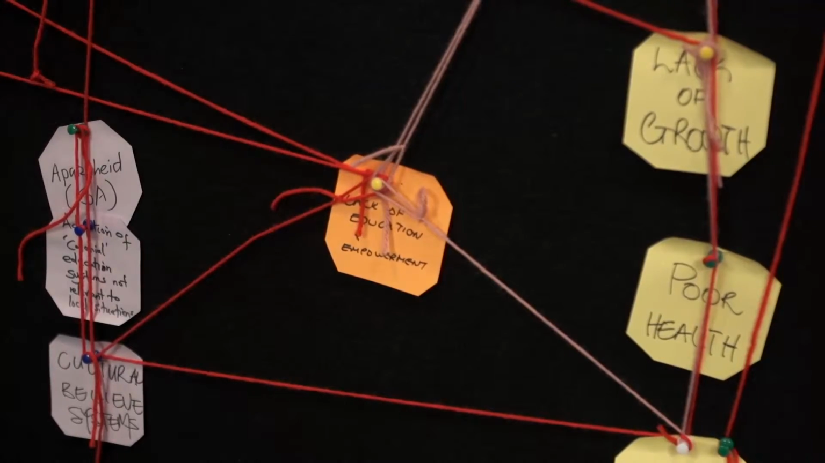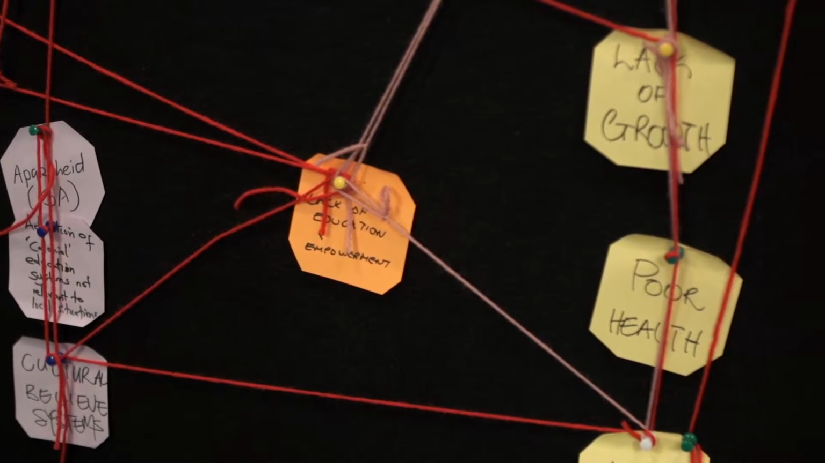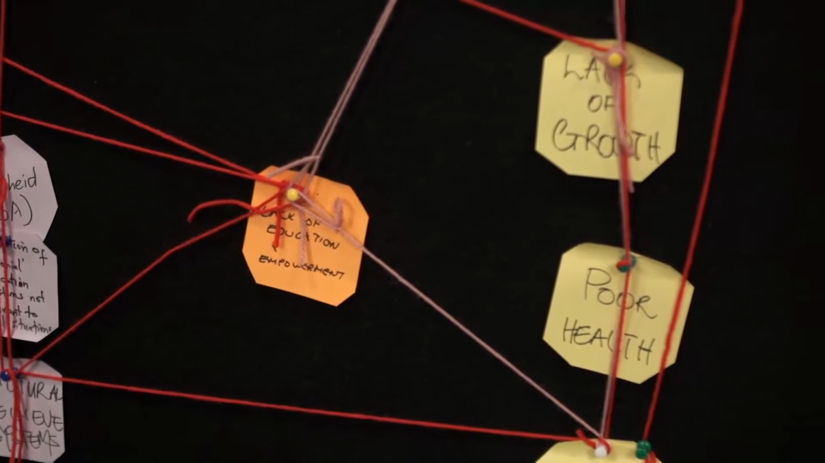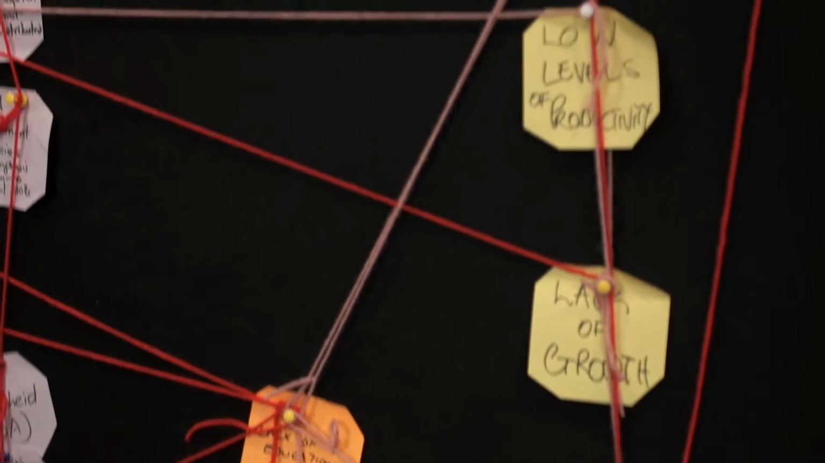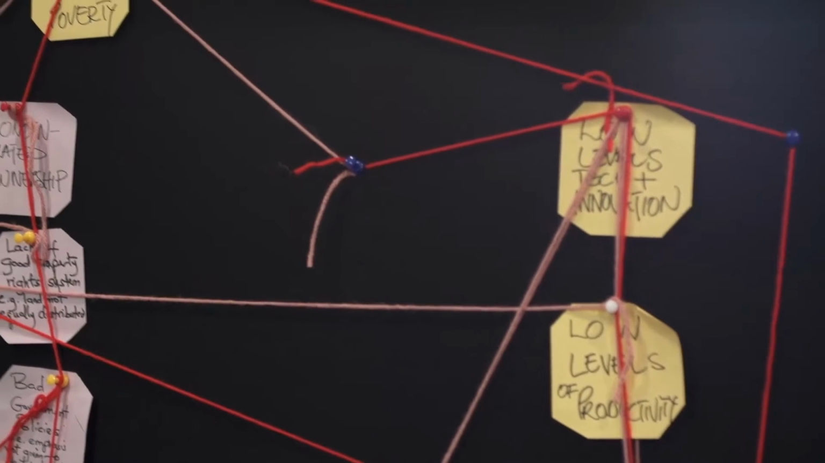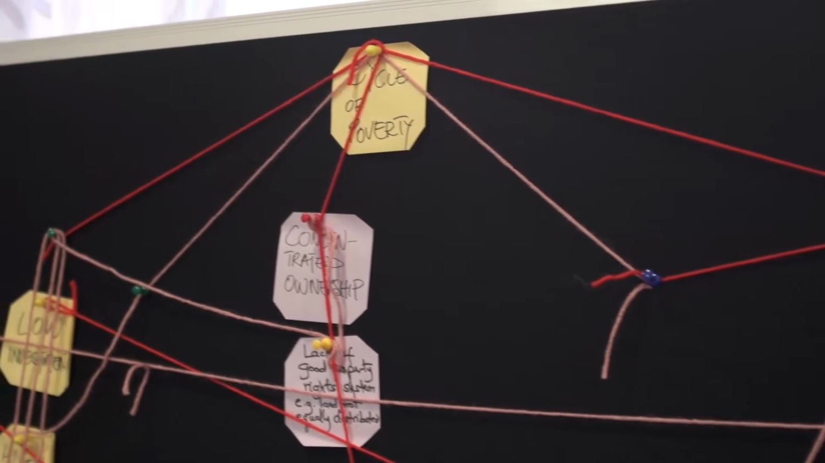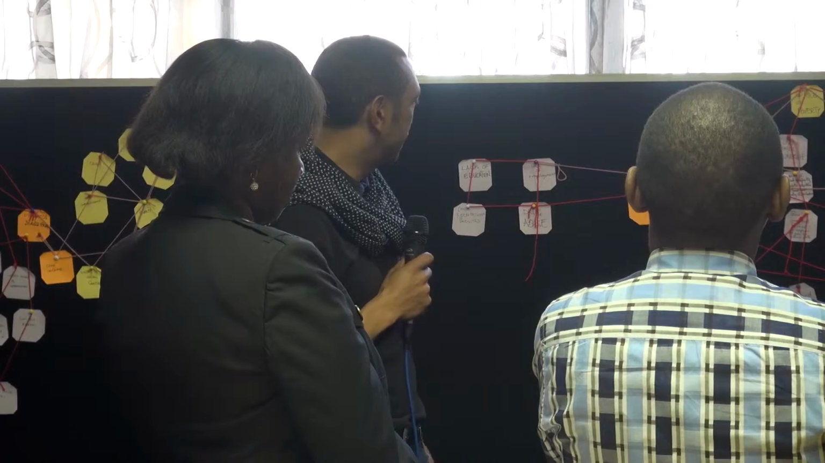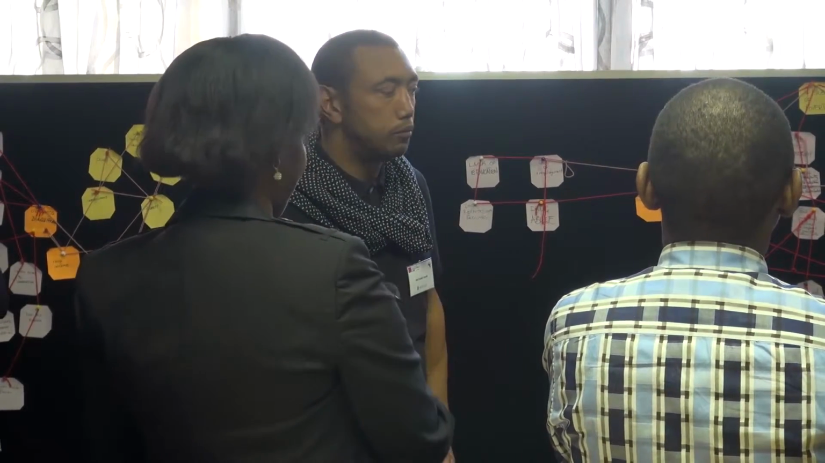The effect of that is low levels of productivity, low levels of technological innovation, and low levels of acceptance of technological advances as well. And then, of course, everything links back to that cycle of poverty with regards to the lack of education and empowerment. I'll stop there. Thank you.